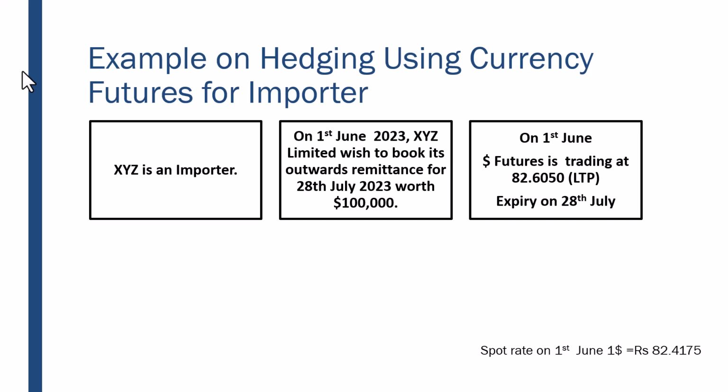Now, when you go to the market, you have to buy dollars. Since you are an importer, you have to buy dollars, isn't it? As an importer, you're going to buy dollars, or as an exporter, you're going to sell dollars in the stock exchange. So here you are buying dollars. You opened the window for July, and you saw the dollar was trading at 82.6050. Now, just to simplify, you go to the stock exchange, you will find 12 monthly contracts.